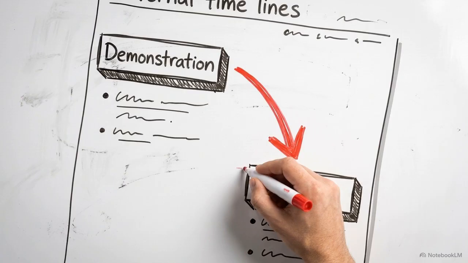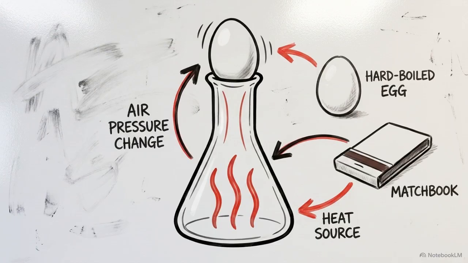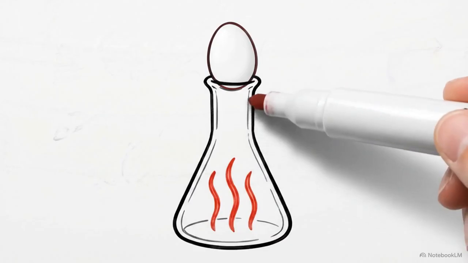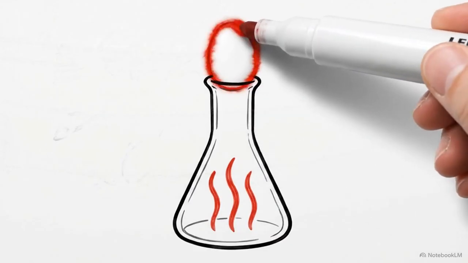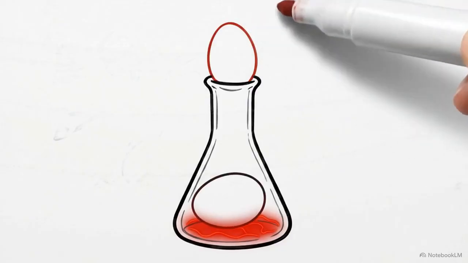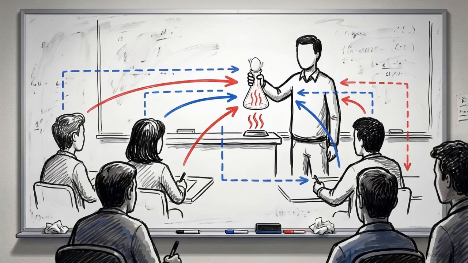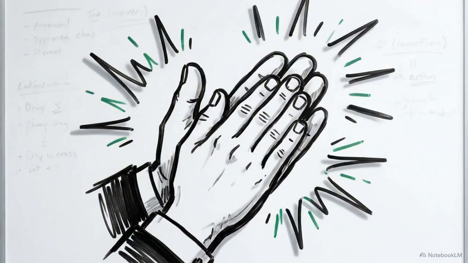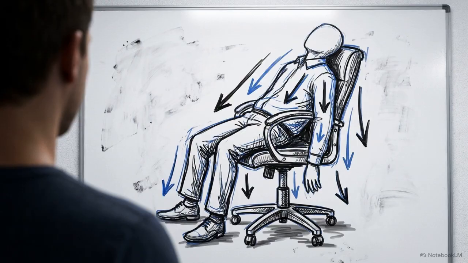Step 4. Evaluate the chronological placement of your lesson's primary hook. Take a look at this classic science demonstration. You drop burning paper into a glass bottle and set a hard-boiled egg on top. The flame dies, and the egg gets sucked inside. Instructors often put these moments at the very beginning of class to grab attention. But without the prerequisite knowledge, this acts like a magic trick. It provides a momentary thrill, but the curiosity to understand it fades quickly.